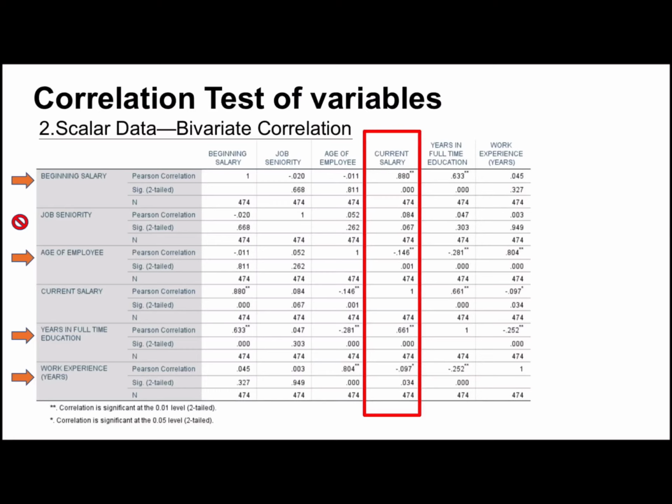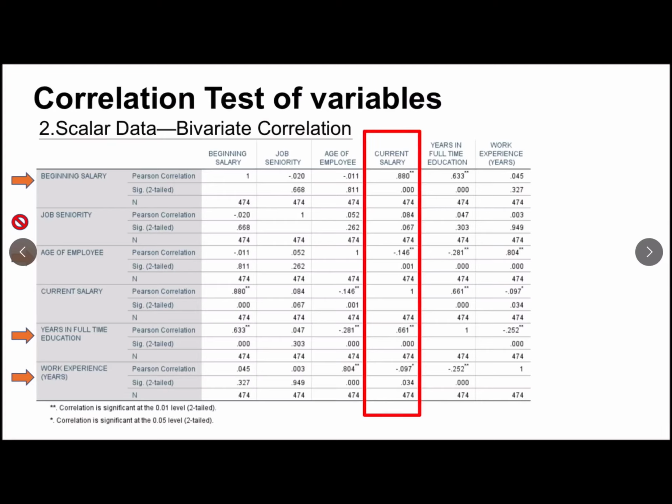As for the scale data, correlation tests have been applied to test the relationship between the variables, namely beginning salary, job seniority, age of employee, years in full-time education, and work experience, with the current salary. We found that except for job seniority, the current salary has a correlation relationship with all the other four variables.